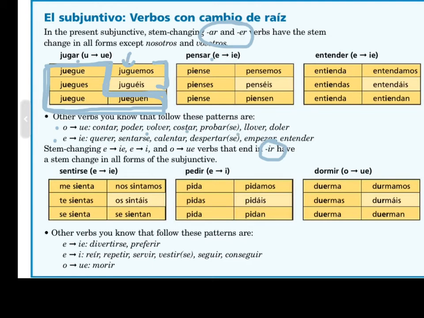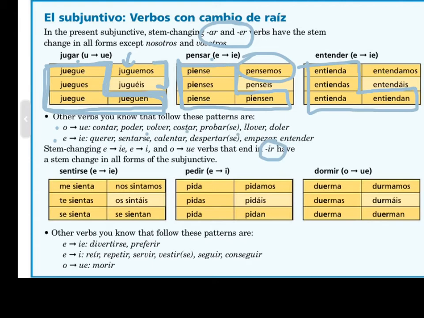Same thing here with pensar. E's change to IE's in the first part of the word inside the boot, but outside of the boot, nosotros over here, the E just stays an E. Okay? And same thing here. E changes to IE inside the boot, outside the boot, it doesn't change. It just stays an E.